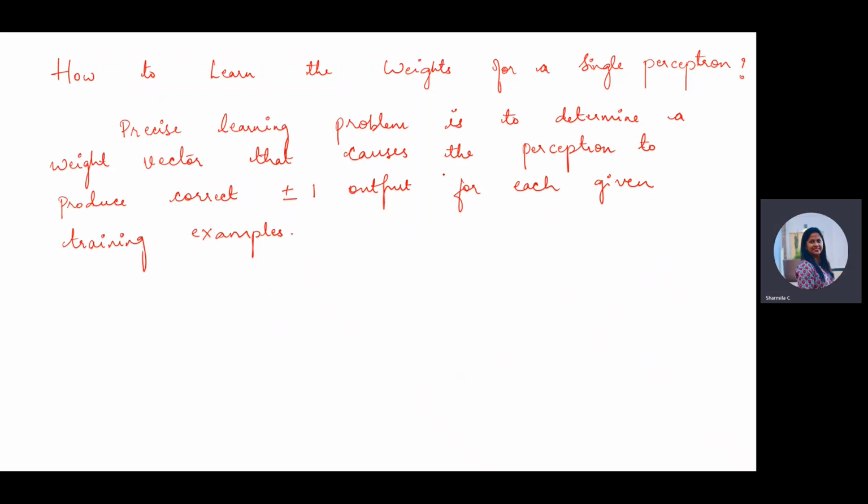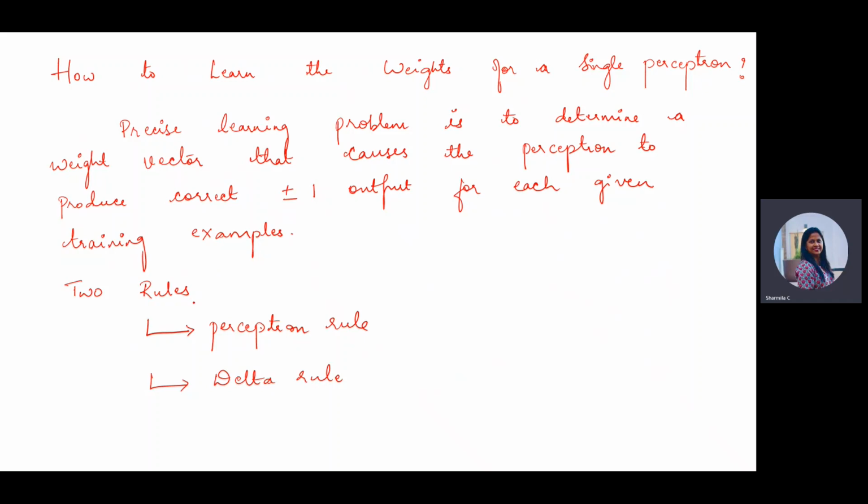The precise learning problem is to determine a weight vector that causes the perceptron to produce the correct plus or minus 1 output for each given training example. One way to learn an acceptable weight vector is to begin with random weights, then iteratively apply the perceptron to each training example, modifying the perceptron weights whenever it misclassifies an example. This process is repeated, iterating through the training examples.